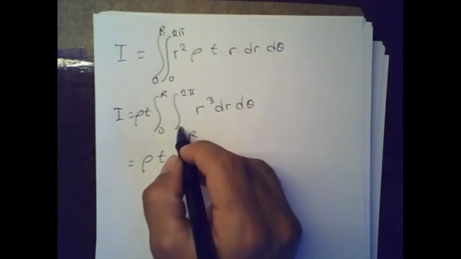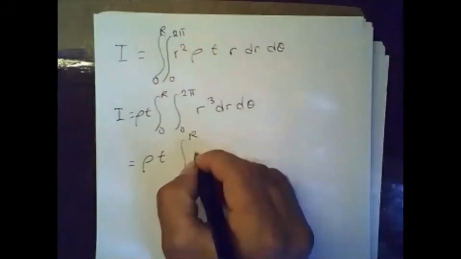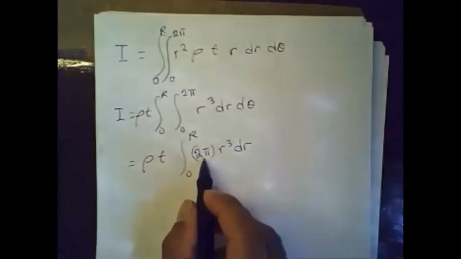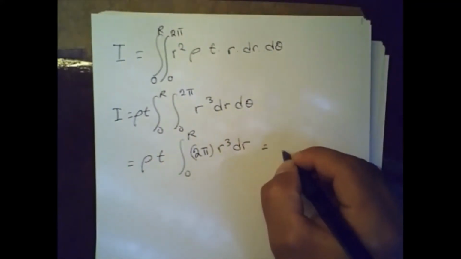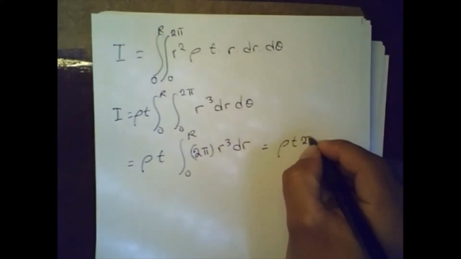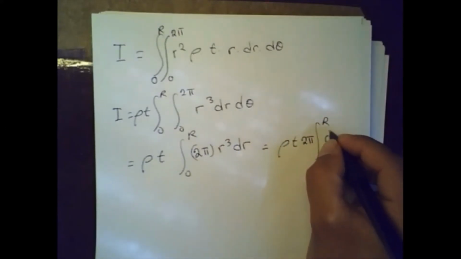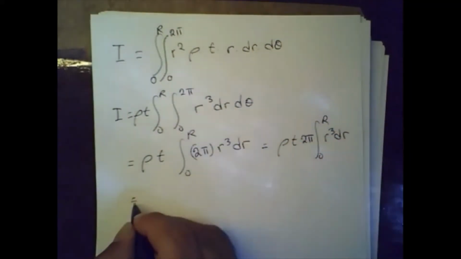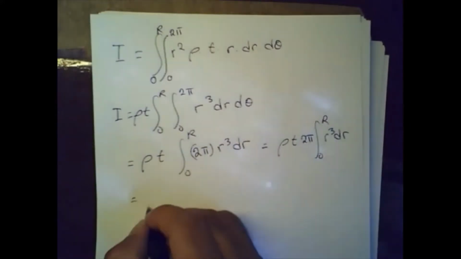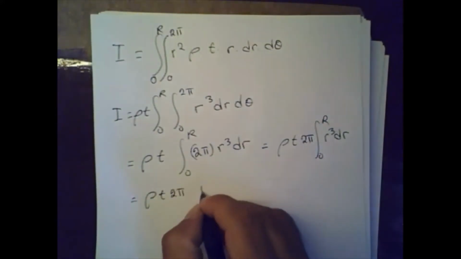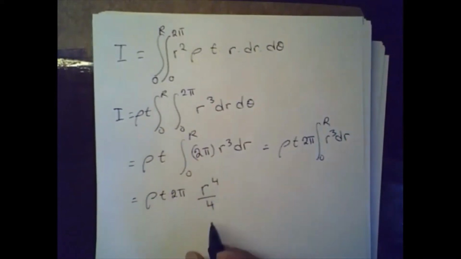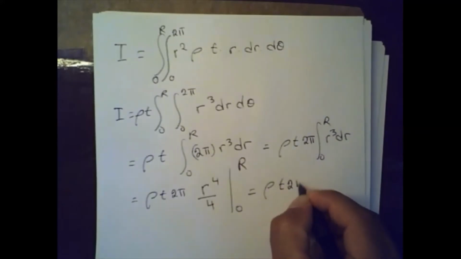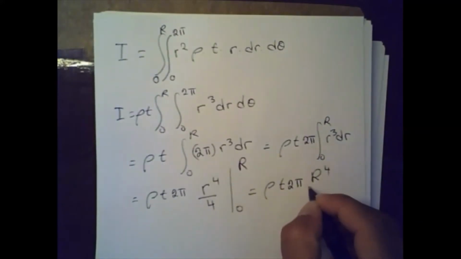So rho and t are constant, so r cubed dr d theta, from 0 to r. Like I said, I can begin by integrating d theta alone. It will be 2 pi, times r cubed dr. Now 2 pi is constant, I can bring it before, so I'm going to end up with rho t 2 pi, integral from 0 to r of r cubed dr. Now I can integrate that. If I integrate r cubed, it's going to be r to the power 4 divided by 4, from 0 to r, and then this is rho t 2 pi r to the fourth over 4.